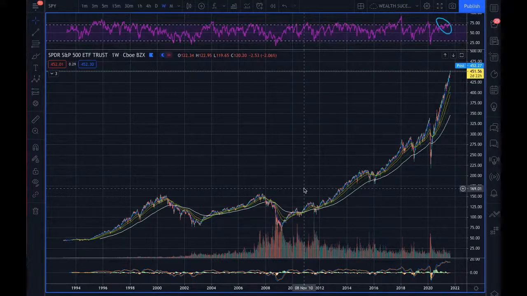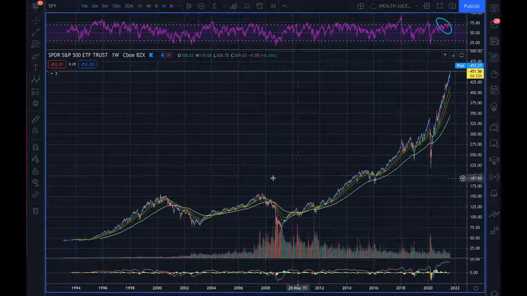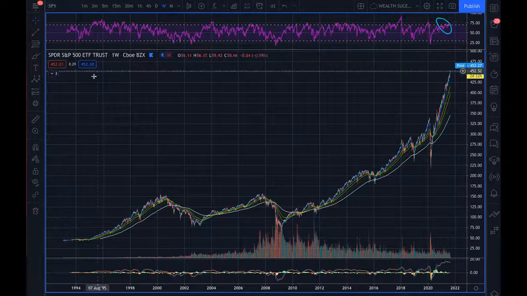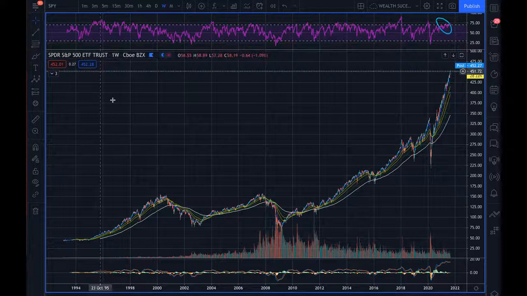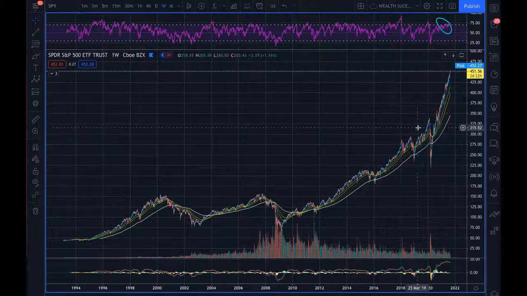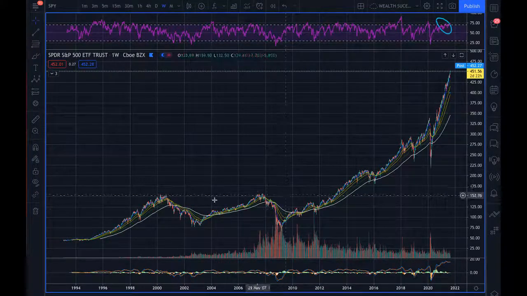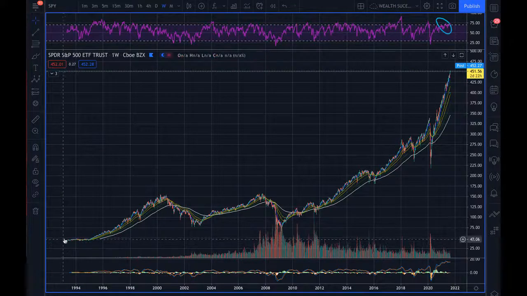So let's get started with the S&P. These were requested by one of my clients. So this is the SPY, which is basically an ETF that is mimicking the S&P 500. The S&P 500 goes back way farther. This one only goes back to 1993.